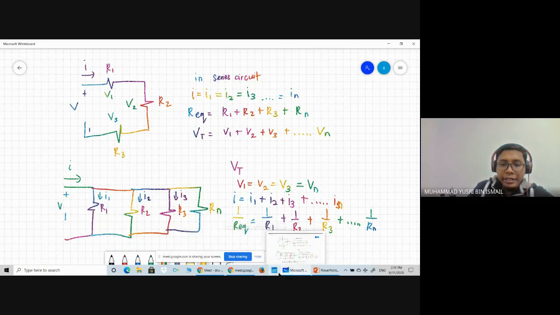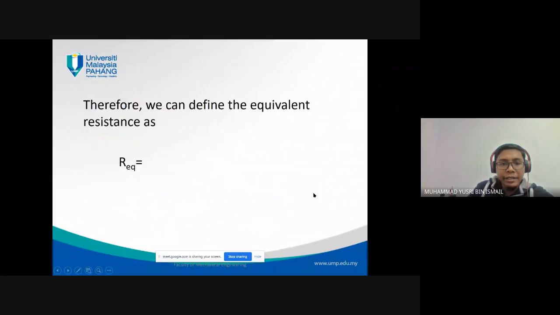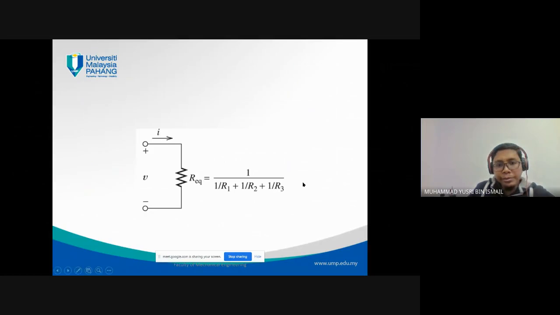Okay, so this is the derivation you need in order to determine the R equivalent.